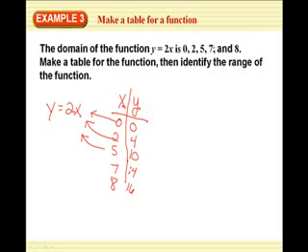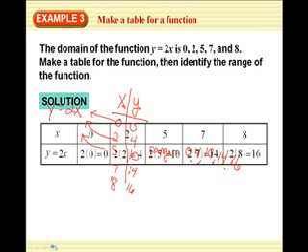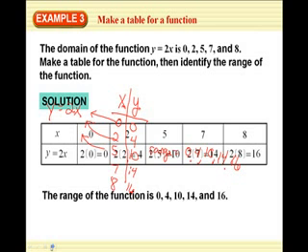Then identify the range of the function. So the range, I have to write it. The range is 0, 4, 10, 14, and 16. Those ones aren't coming out very good, but not too bad. I'm writing better with this pen. And you'll notice they're substituting the numbers in, and they came up with the same numbers that we did.